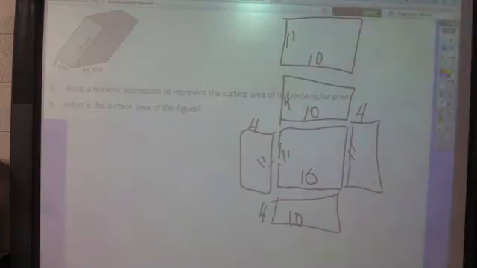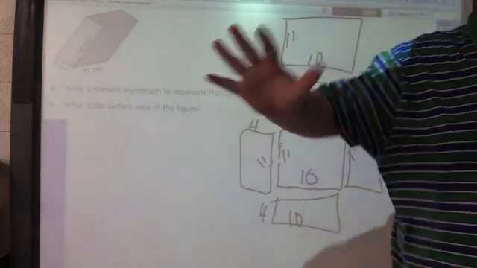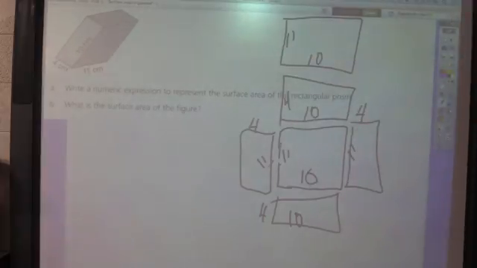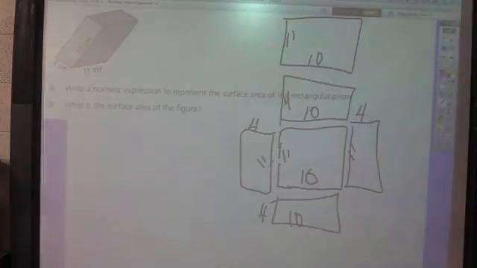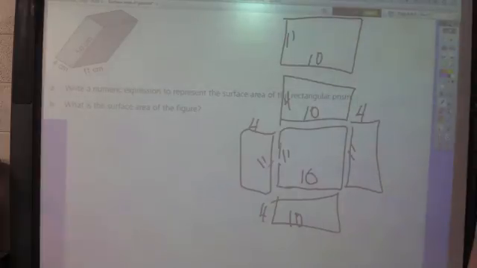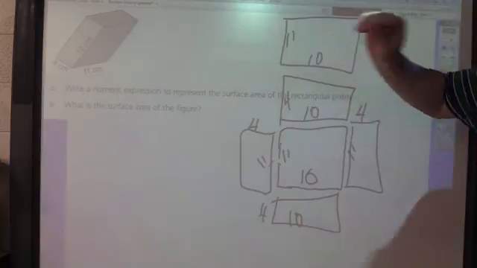Now, I need to write a numeric expression to represent the surface area of this rectangular prism. I want to stress something, children. You don't have to make a net. If this gets in your way and you're pressed for time, don't worry about the net. But if you've got a lot of time and you want to be precise and a net will help you, then by all means, make the net. What I've done so far has nothing to do with actually answering the question. If I walked away right now, this would not get me any credit whatsoever. I have to actually answer the item.